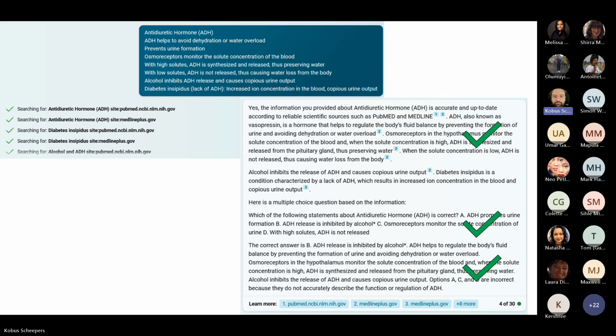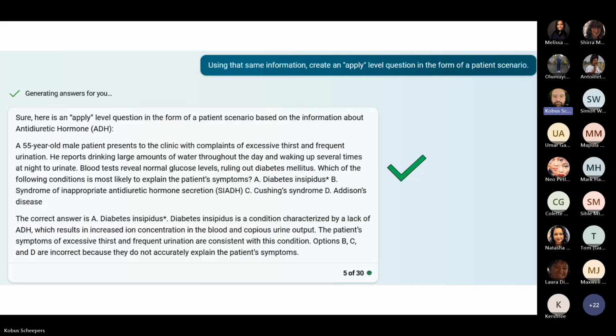So what I did next was, everything is correct there. What I did next was I told it, using that same information, create an apply level question in the form of a patient scenario. And it created not a bad question. So it gave symptoms of a patient, habits of the patient, etc., and then asked from the information what is most likely to explain the patient's symptoms. So really not a bad question that it created there. It is hit or miss, but in this case, it was a hit.